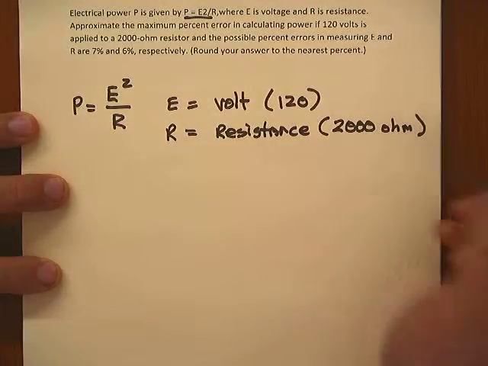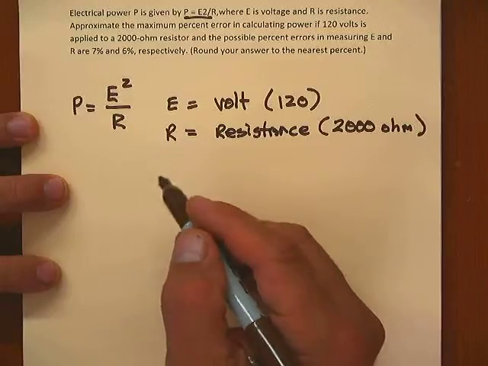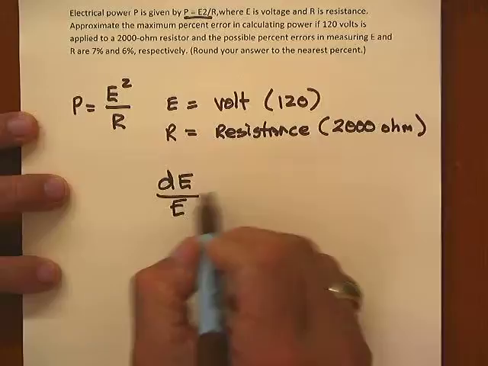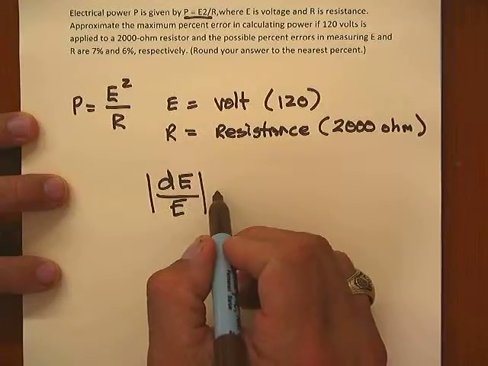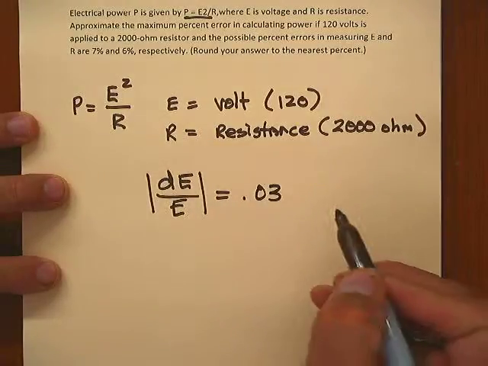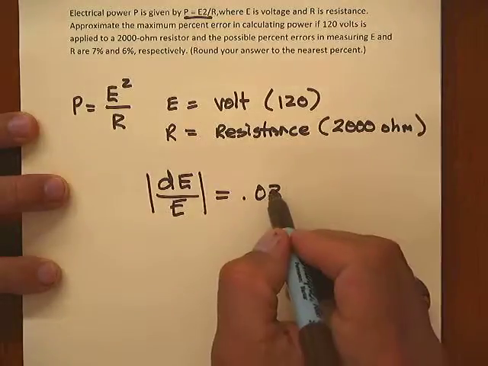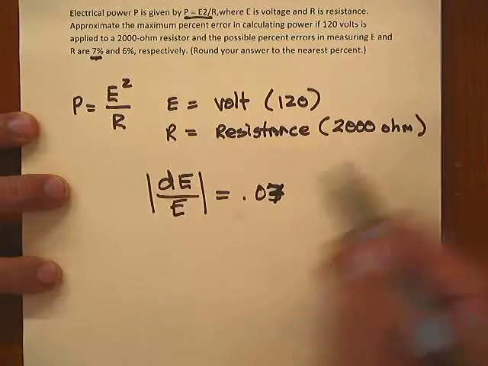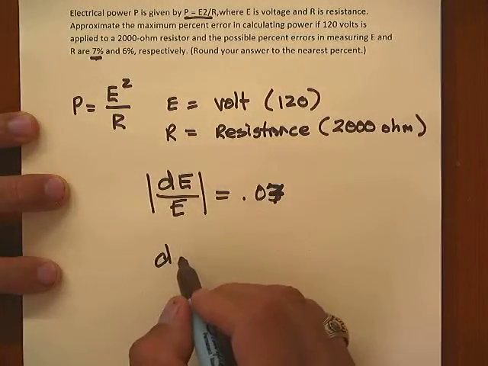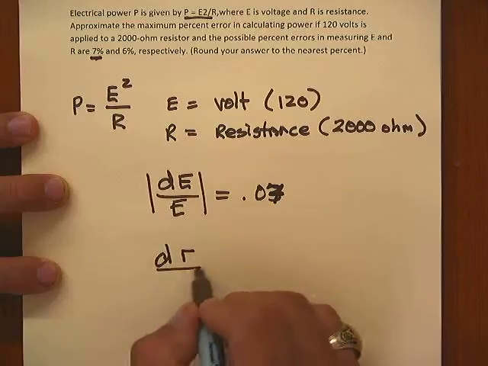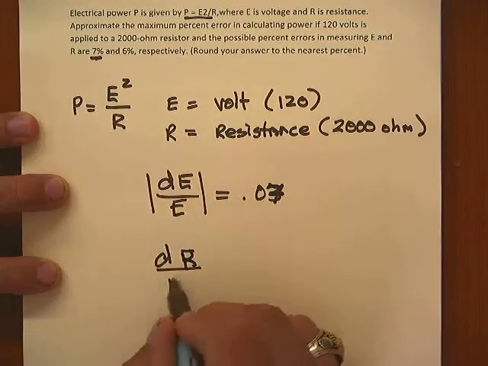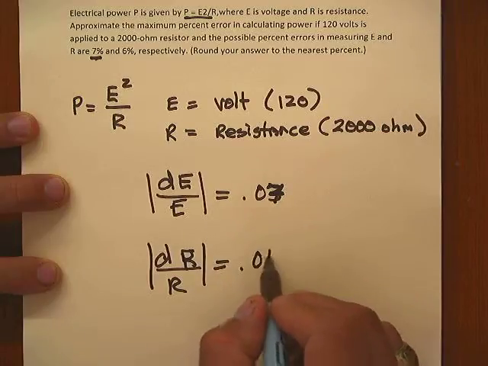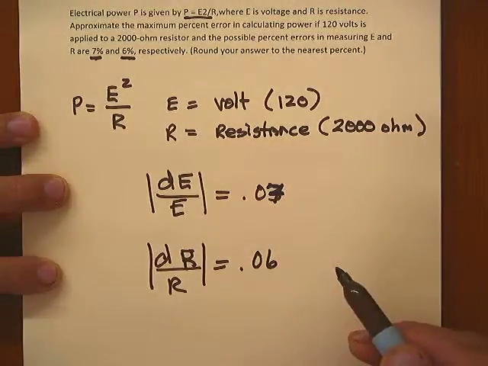Our relative errors with respect to E and R are: the magnitude of dE over E is equal to 0.03, and that comes from, I'm sorry, not 0.3, 0.7 right here, and dR over R is equal to 0.06, which is there.